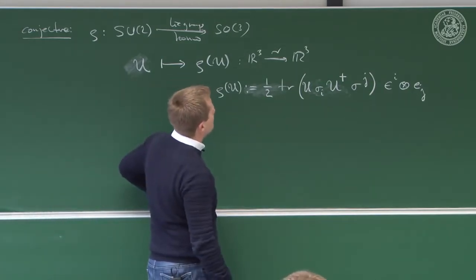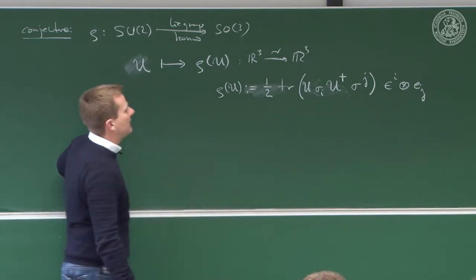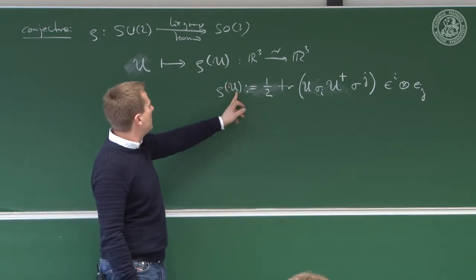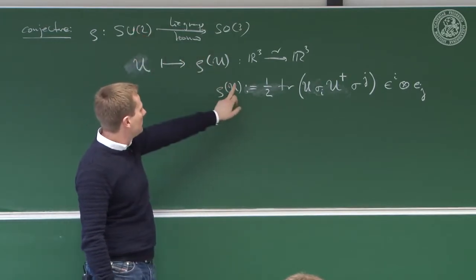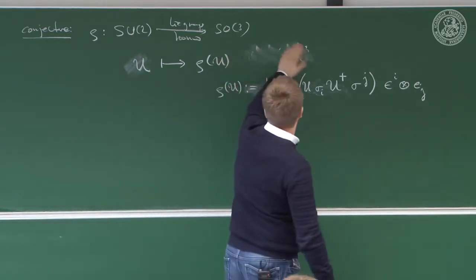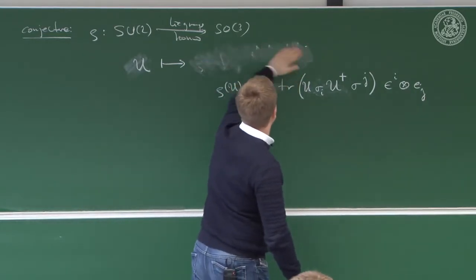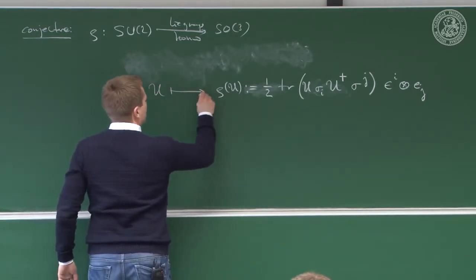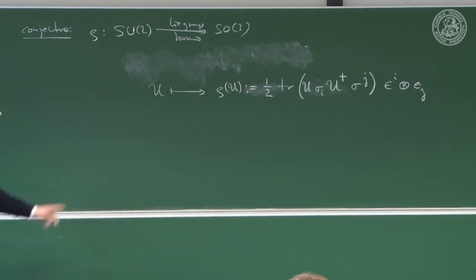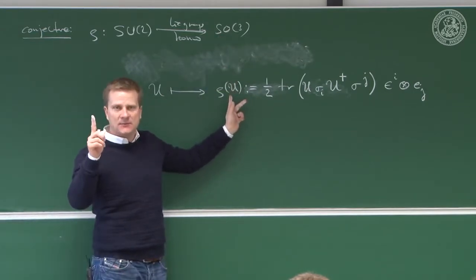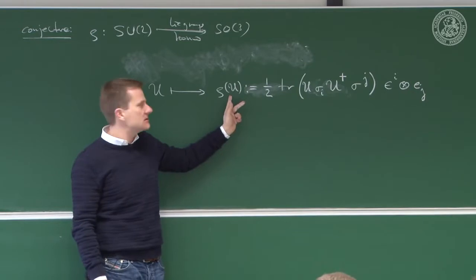Yeah, that's my definition. That's how I define this map. So with an SU2 matrix U, I associate an SO3 matrix. I claim it's an SO3 matrix. We have to show this.